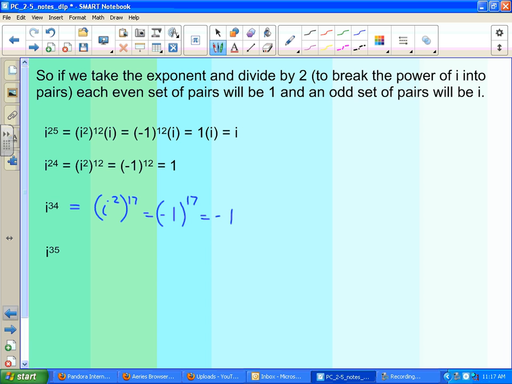Yeah? Who has i to the 35th? Yes? Negative i. We already have i to the 34th, right? So let's just add an i, or not add, multiply by. If this is i to the 34th, then we have to just have another i to the first, so we get negative 1 times i, or just negative i.